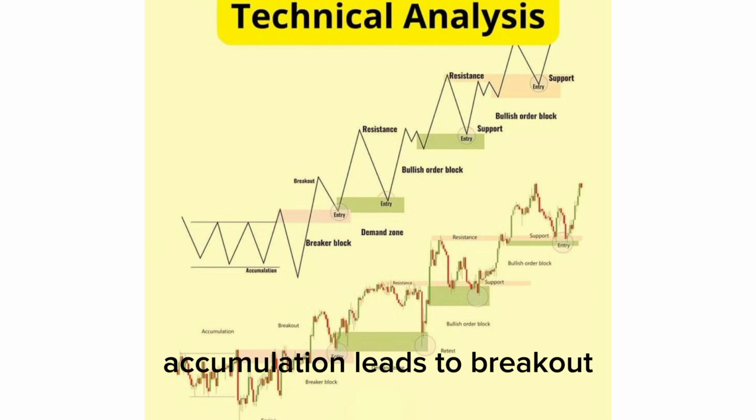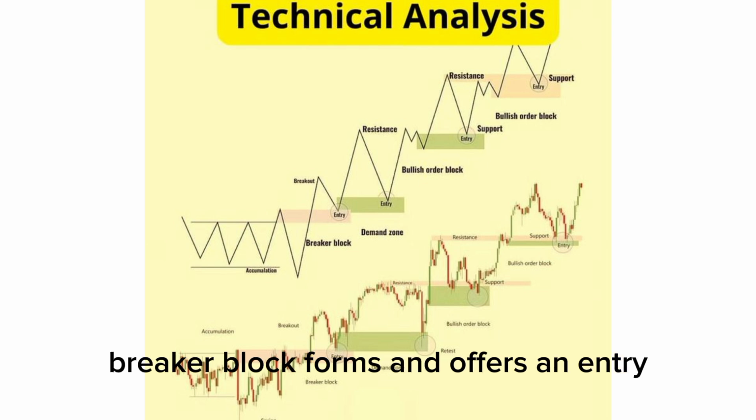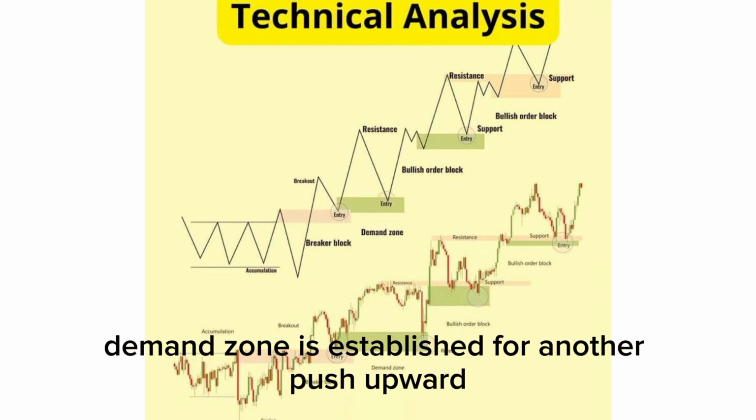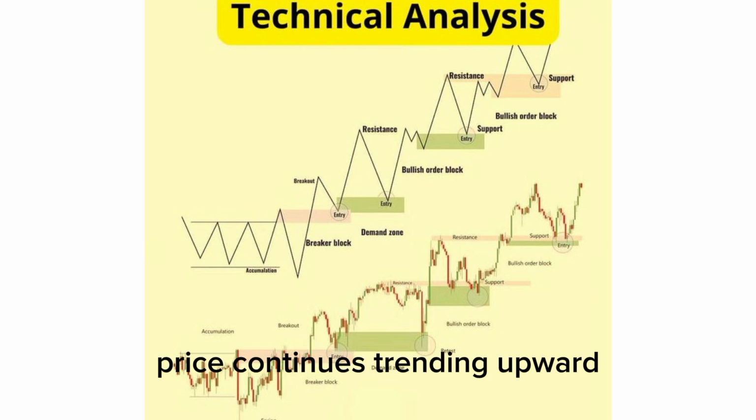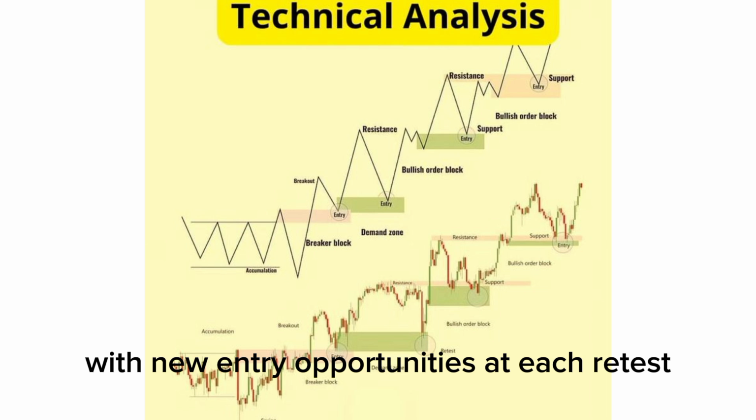Accumulation leads to breakout. Breaker block forms and offers an entry. Demand zone is established for another push upward. Resistance turns into support, creating bullish order blocks. Price continues trending upward with new entry opportunities at each retest.